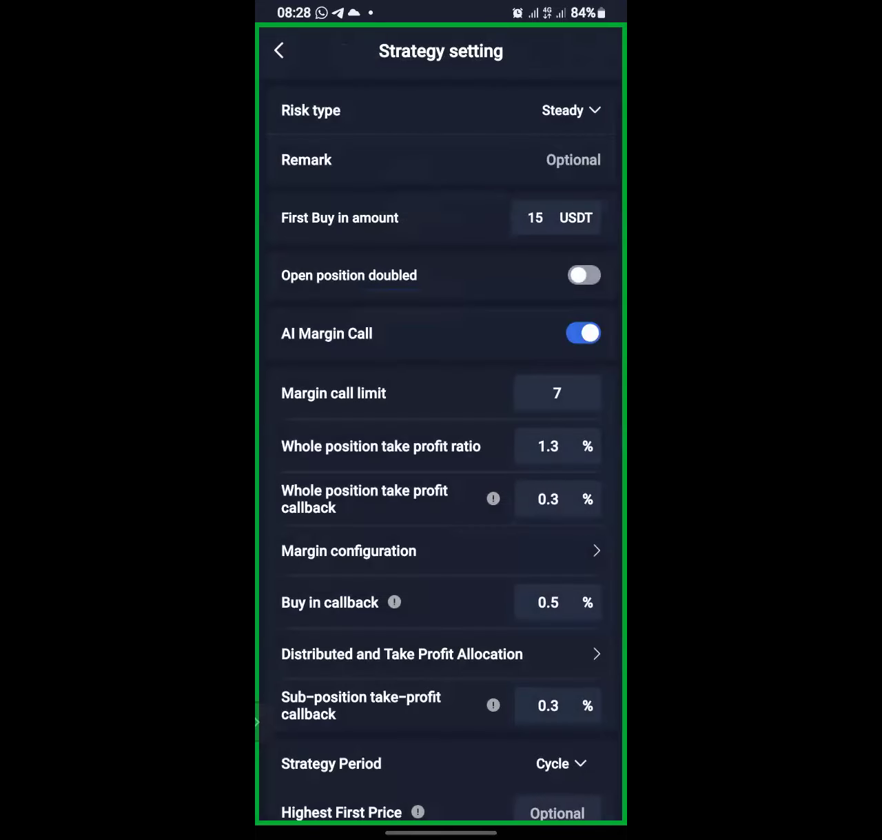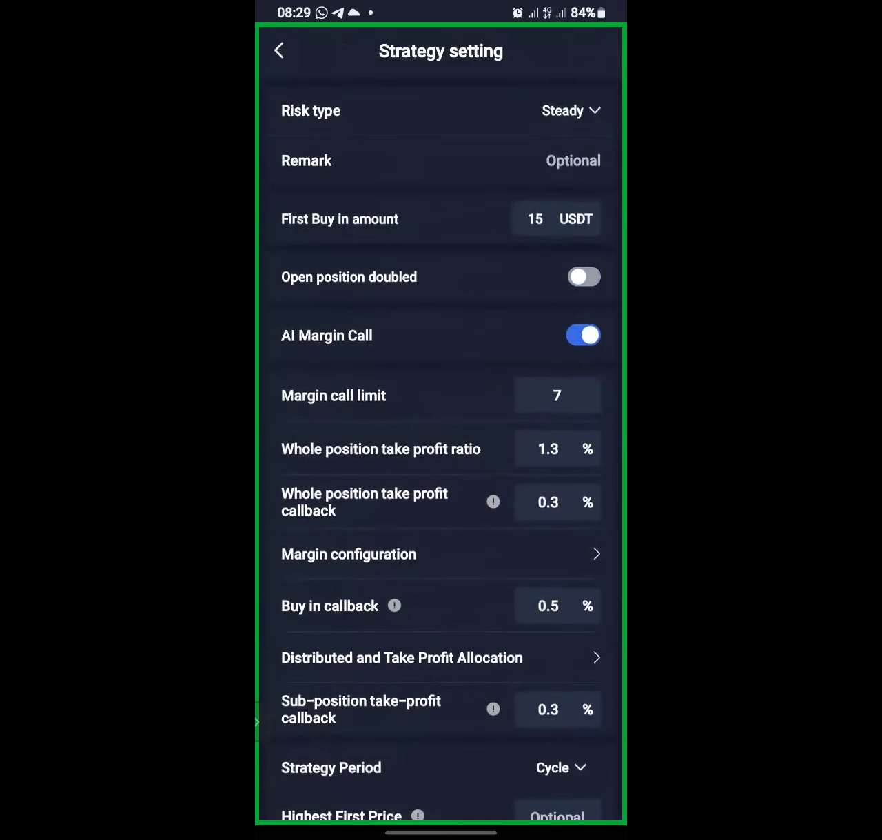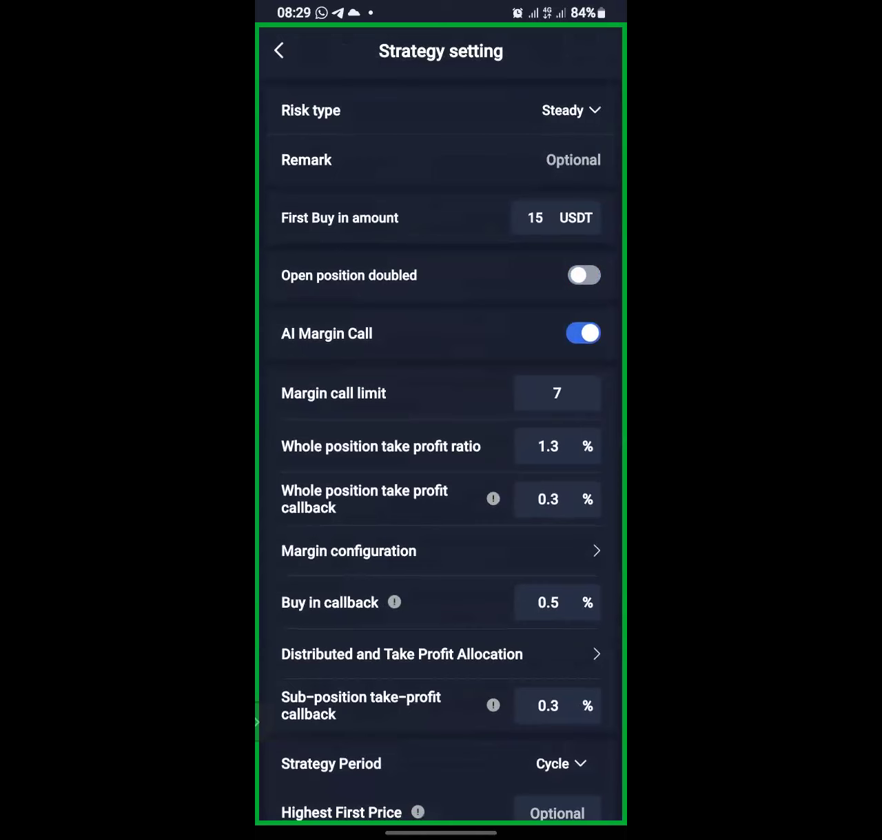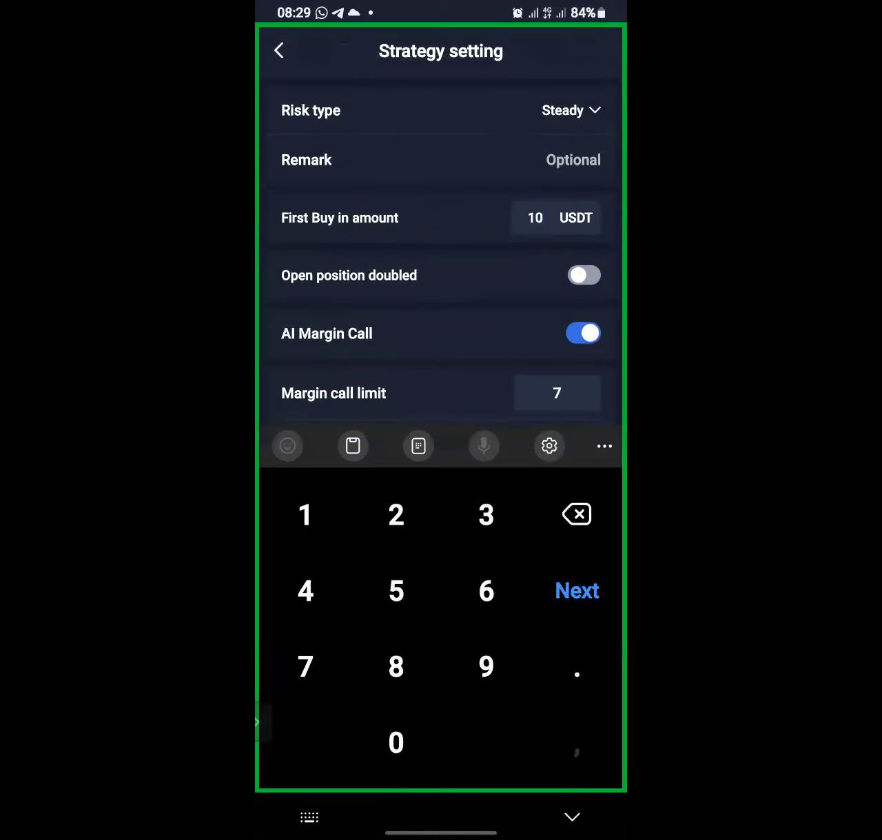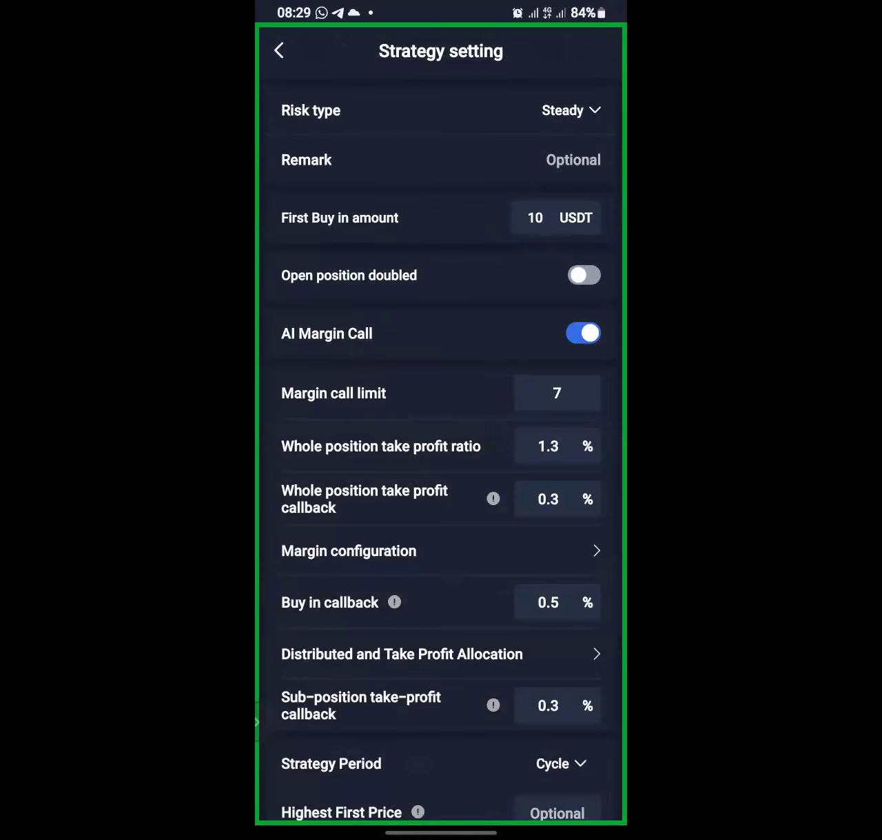So you'll be given the settings, then you're going to set. So this is how you're going to set. Risk type, you leave it on steady. Remark, that's optional, leave it. Then first buying amount, with my strategy, I normally use 10. We are going to use an example of $500.